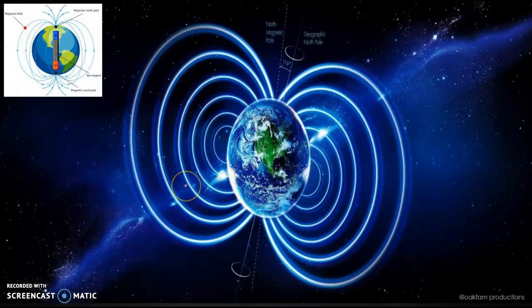I remember I learned in previous lessons that a bar magnet definitely has a north pole and a south pole. So if anything is a magnet, it definitely will have a north pole and a south pole. So if the Earth too has a magnetic field, it definitely will have a north pole and a south pole, as you can see from here.